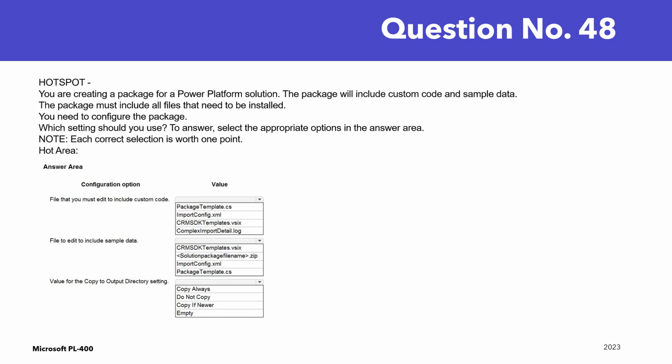You are creating a package for a Power Platform solution. The package will include custom code and sample data. The package must include all files that need to be installed. You need to configure the package. Which setting should you use? To answer, select the appropriate options in the answer area.